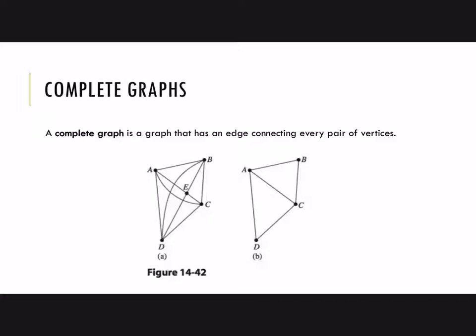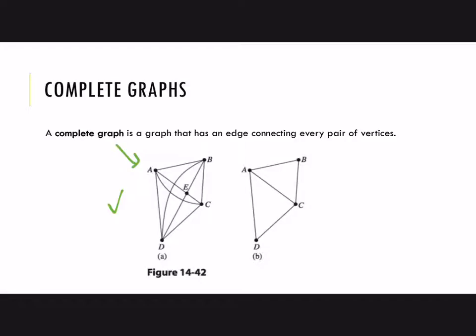Complete graphs are graphs that have an edge connecting every pair of vertices. All right, so if you look at these two figures, notice basically what we're trying to say is that every vertex needs to be connected to every other vertex. All right, so vertex A needs to be connected to B, C, E, and D. B connected to A, D, C, and E. Okay, and so forth. All right, and that one is connected. So this is a complete graph.